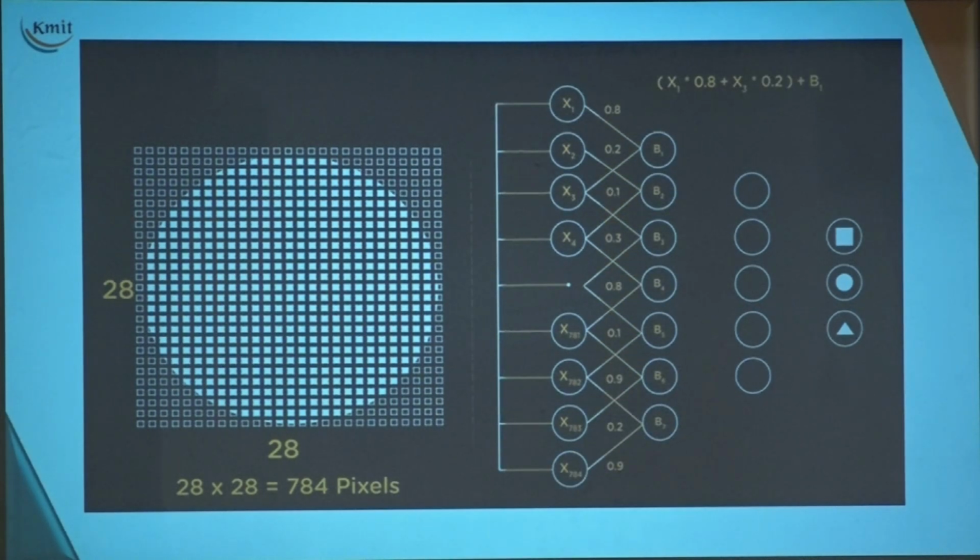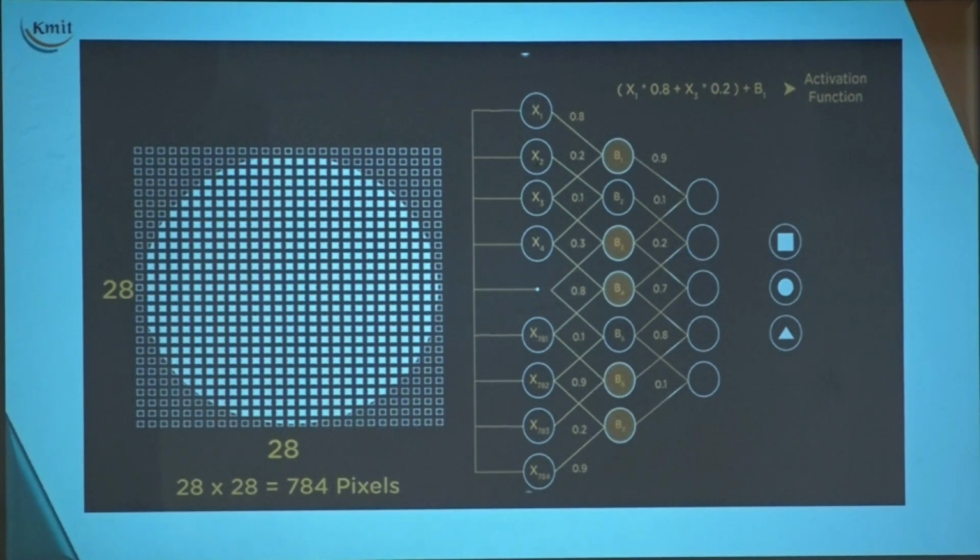Can you observe that 0.8, 0.2, 0.1? They are randomly generated weights. You have x1, x2, x3, and we have the weights randomly generated. So what do I do next? I calculate the transfer function, which is x1 into w1. Look there: x1 into 0.8 plus x2 into 0.2 plus x3 into 0.1 and so on. You have to add all up to x784, plus b1. Is it clear, everybody? After that, I apply the activation function.